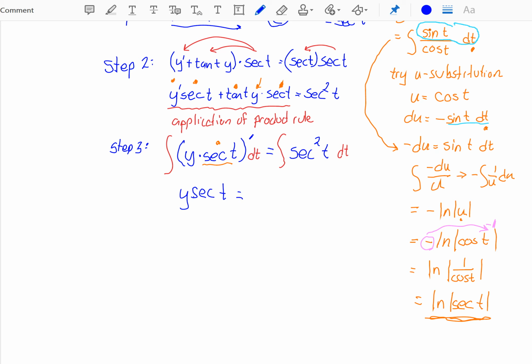Remember, the antiderivative of secant squared is tangent of t, and here's our arbitrary constant of integration, which technically would have been the sum of the two constants, or the difference of these two constants on each side.